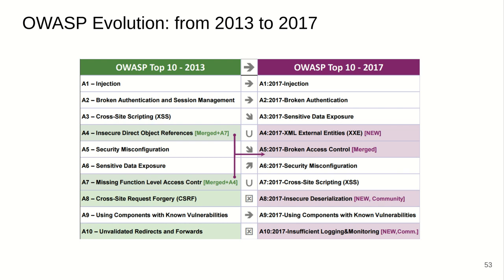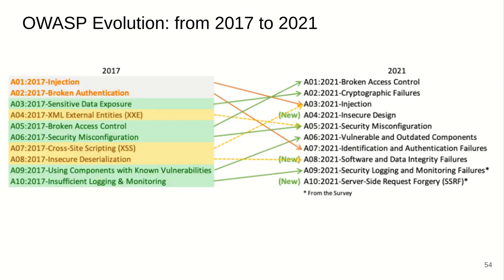In 2013, there were a couple of additional issues such as insecure direct object reference, missing function level access control, and so on that were out there and have been actually merged into broken access control and thereby reduced their impact. From 2017 to 2021, we saw that code injection has been reduced quite a bit, but access control became much more important. And insecure design, software and data integrity failures, and server-side request forgery became new interesting angles that were not around before.